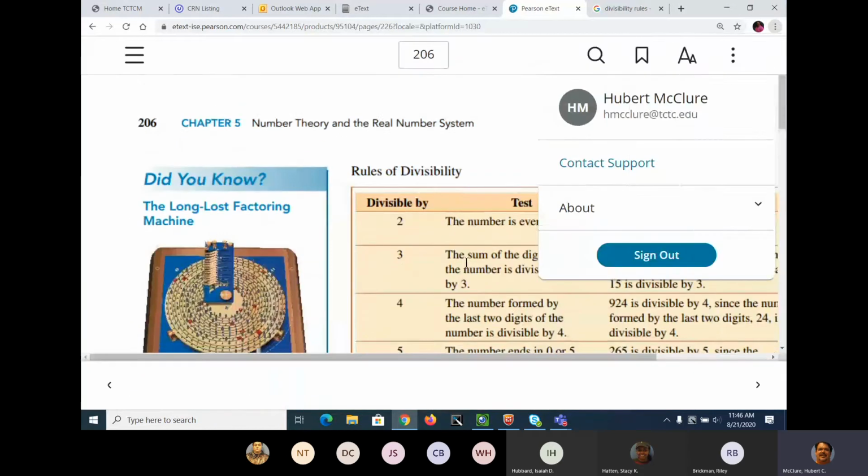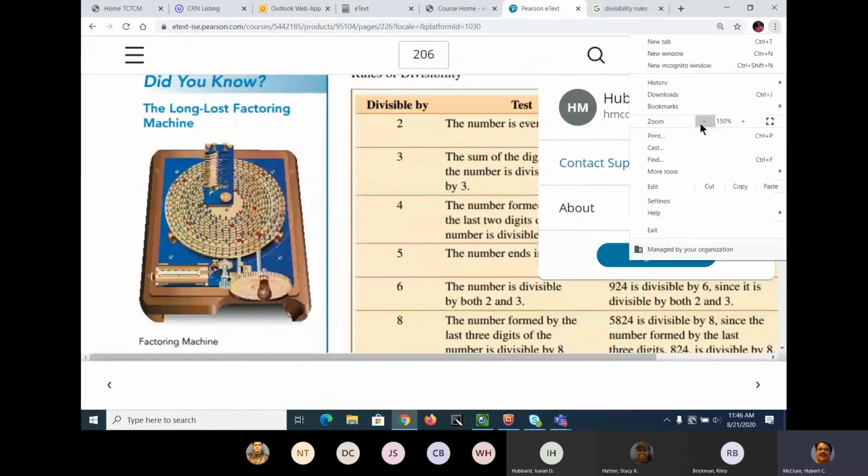No, that's too big. I suck. There we go.